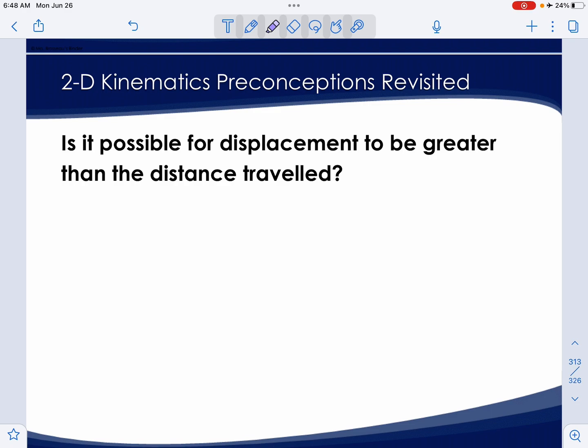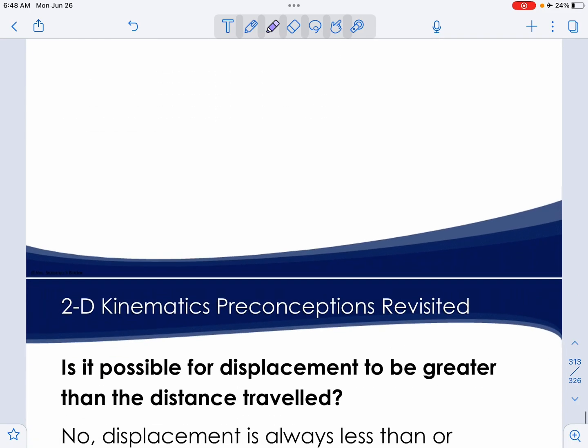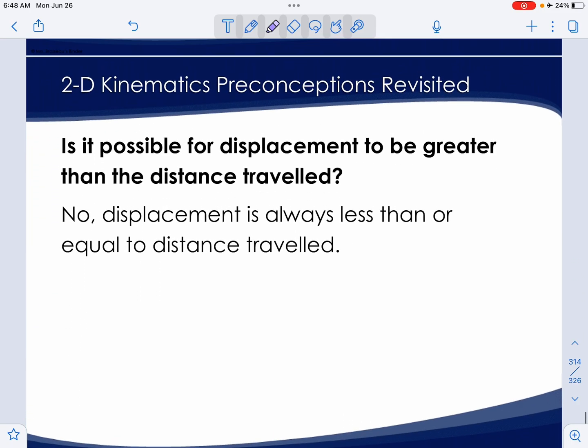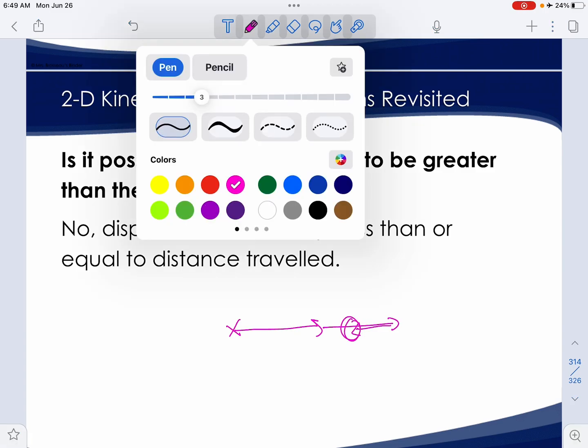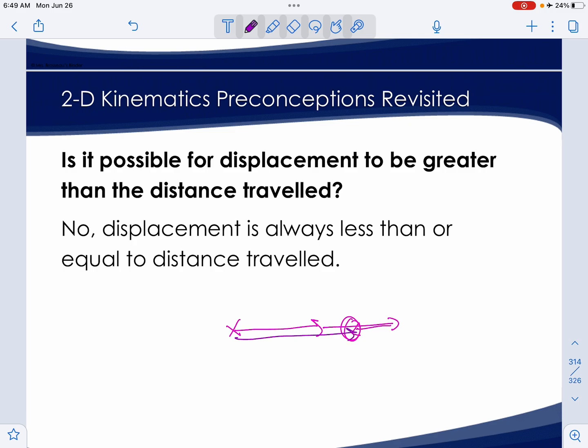So, is it possible for displacement to be greater than the distance traveled? Remember? Displacement, let's say you start here and you go here, and then let's say you go a little bit further, and then let's say that you decide to go back. The end point would be here, so your displacement would be this, right?